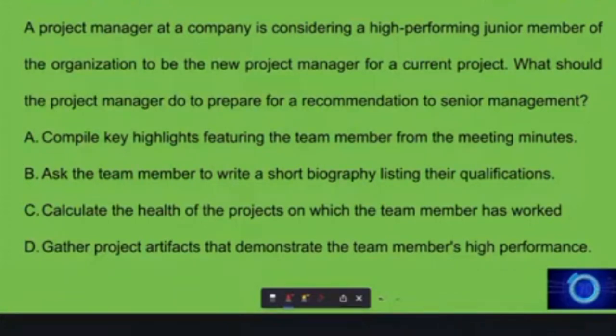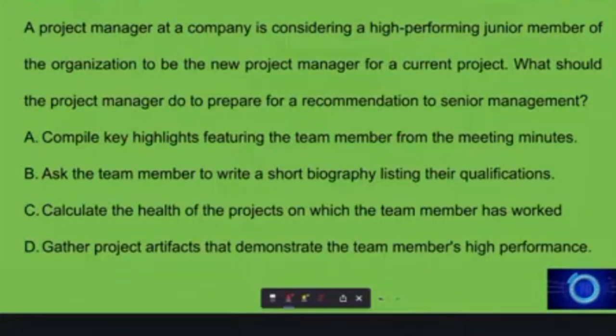So the options are: A, compile key highlights featuring the team member from the meeting minutes. B, ask the team member to write a short biography listing their qualifications. C, calculate the health of the projects on which the team member has worked. D, gather project artifacts that demonstrate the team member's high performance. So actually, he's a junior member, but the project manager wants him to be at a higher role.